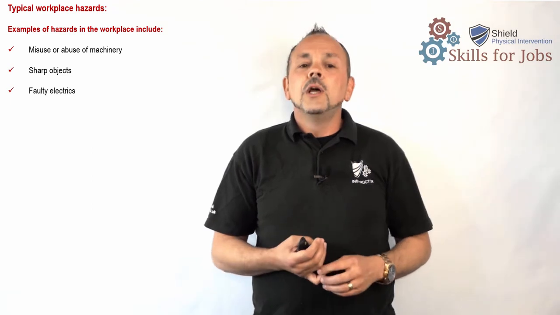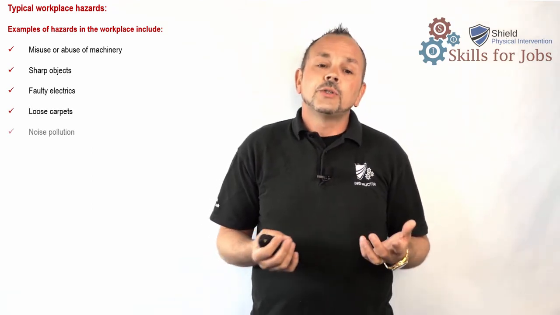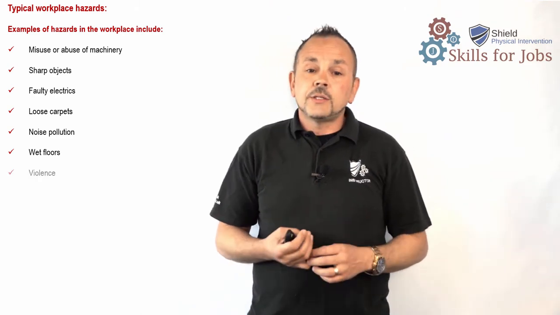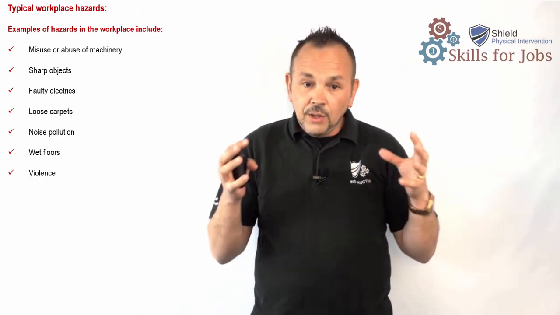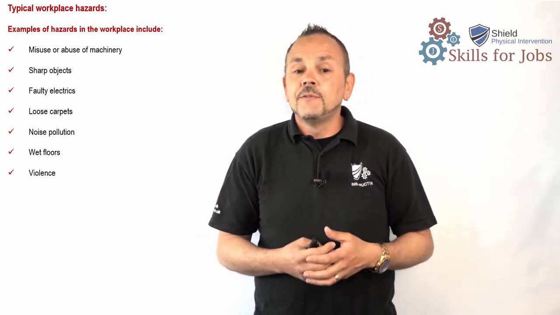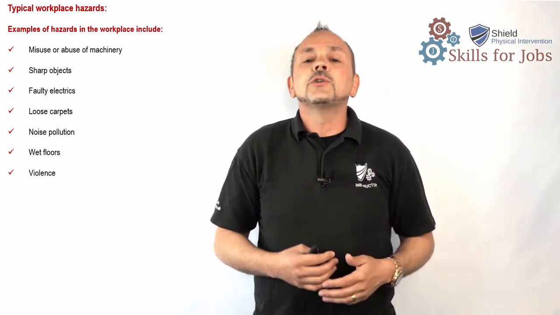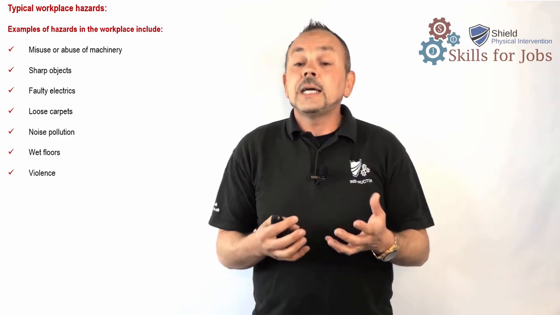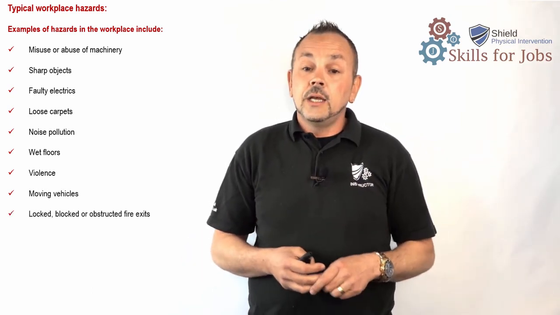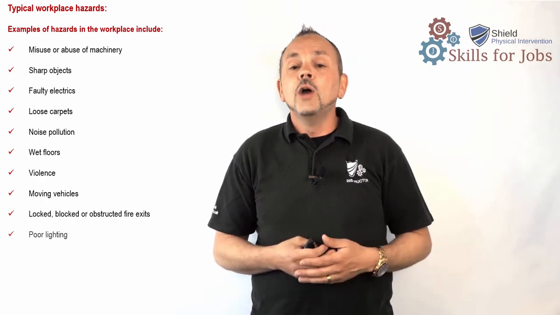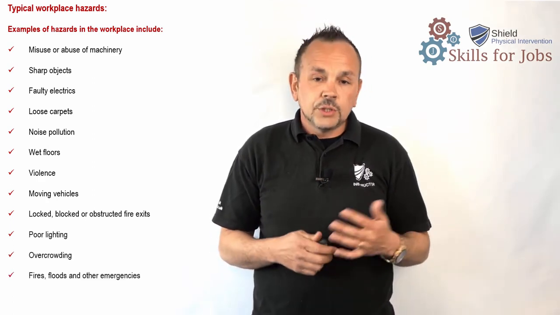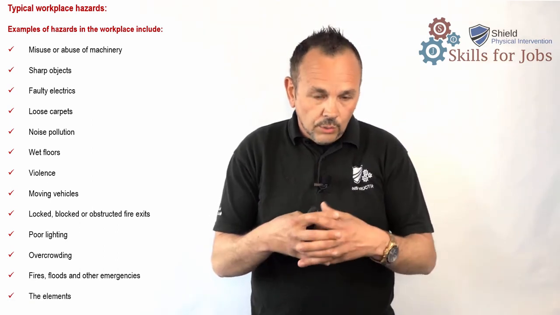Faulty electrics, loose carpets, noise pollution, wet floors from weather or spillages. Of course, violence caused by others, and another important reason why we need to communicate effectively with service users in order to reduce the risk of violence. Other hazards are moving vehicles, locked or blocked fire exits, obstructions, poor lighting, overcrowding, fire, floods and other potential emergencies, and of course the elements, which is the weather.